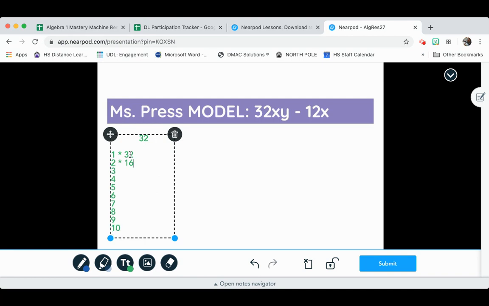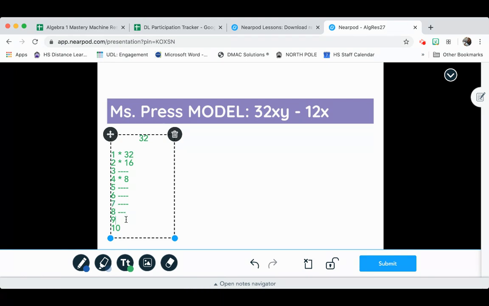32 divided by 3, that gives me a decimal. I'm not going to delete it. I'm not going to do anything crazy. I'm just going to put a little line to show me that that one doesn't work. Okay, 32 divided by 4 is 8. 32 is not divisible by 5. 32 is not divisible by 6. 32 is not divisible by 7. And I'm at 8. So since I'm at 8, I know that I'm done.